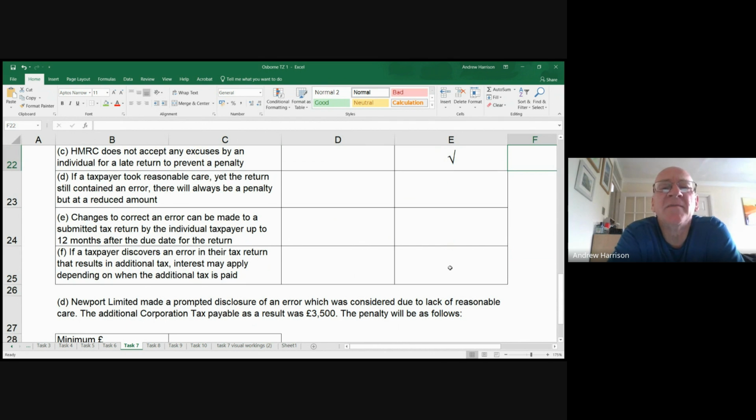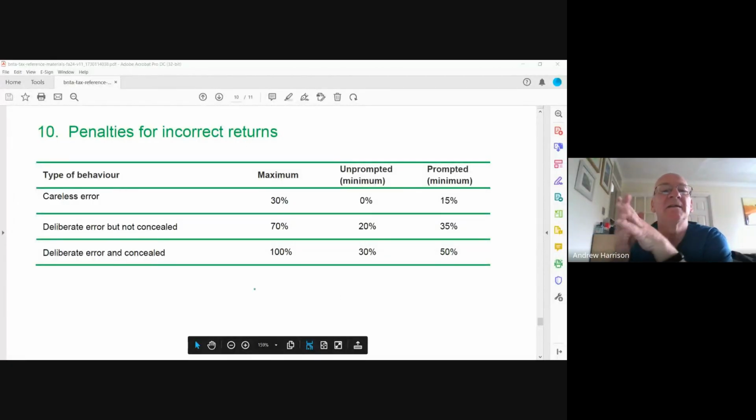So taxpayer, reasonable care, still an error, always a penalty. I'm not sure about this question, actually. I think it probably should say didn't take reasonable care, it was careless. However, again, it's interpreting the rules. So the bit we now need, and we'll use this for the next couple of questions as well, is the penalties for incorrect returns. So I'm going to go back to the right window. And it's this bit.